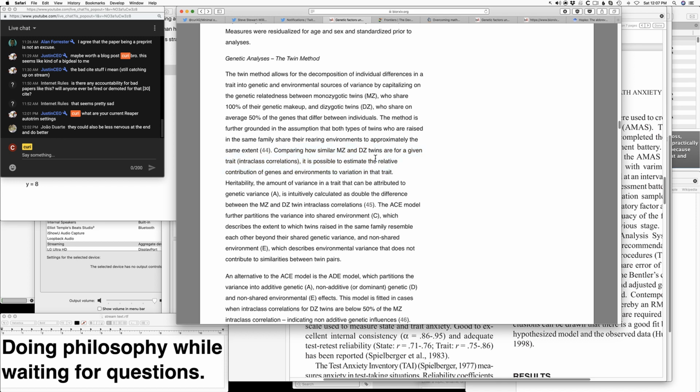They do mention that they're talking about relative contribution to variation in the trait. But they don't define relative contribution. Heritability, the amount of variance in a trait that can be attributed to. Can be attributed to. What does that mean? Does that mean you don't have to attribute it? You just could? It's optional? It's not the amount that is attributed or is caused by. Anyway, they definitely avoid the word cause a lot. Intuitively calculated is double the difference between MZ and DZ twin interclass correlations.